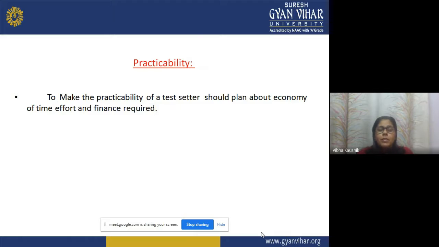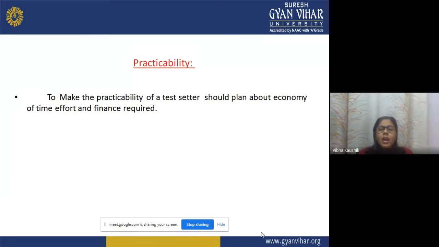Now, practicability. What do you mean by practicability? Whether the test that has been made can be practically used or not. To make a test practical, the setter should plan for economy of time, effort, and finance. For example, if I have prepared a test, but administering that test needs a lot of money, then that test cannot be called a practically usable test.